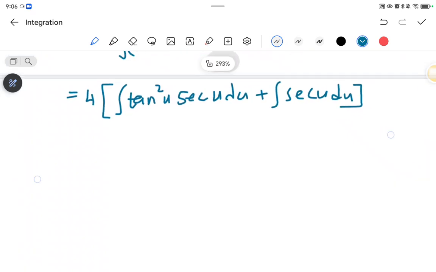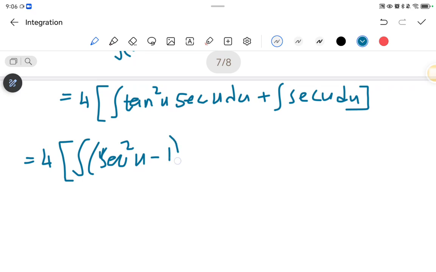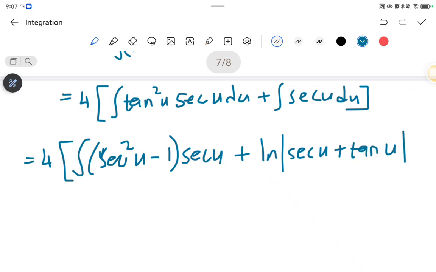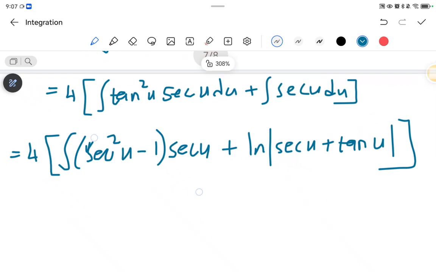So how do we solve this one? Tan u sec u. You see, right? The easiest way to do that, you can even try to change the tan squared to sec squared u minus 1. You can do that if you want. The integral of this is ln sec u plus tan u. And then this will be this.